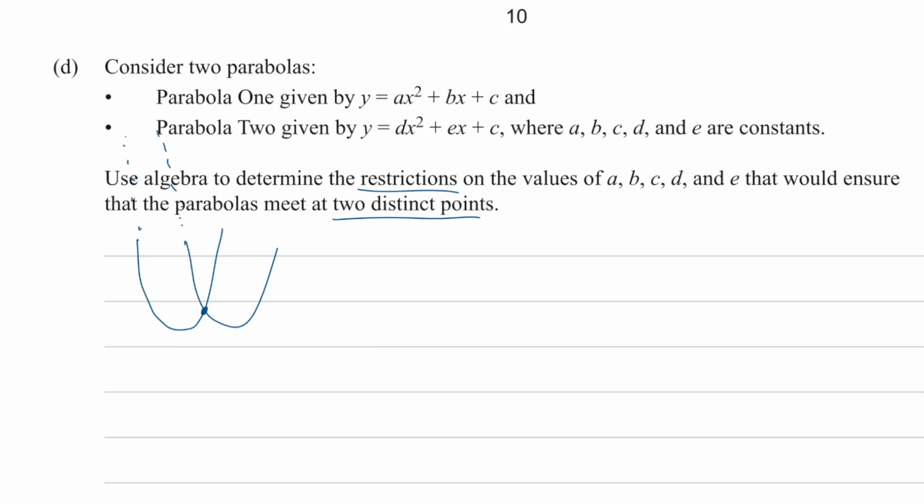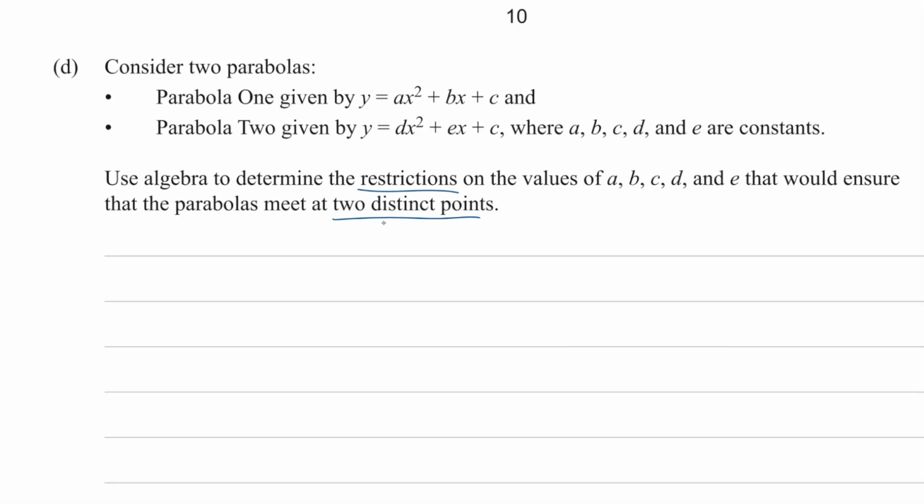Another possible situation could be a positive and a negative parabola. In this case, they do intersect each other at two distinct points. But notice if this negative parabola was shifted to the right, they wouldn't. Right, so there's only certain situations that they intersect at two distinct points. So where to begin? Well, like we just did, have a think about the problem first. What could that look like graphically? And now we can just focus on the algebra.